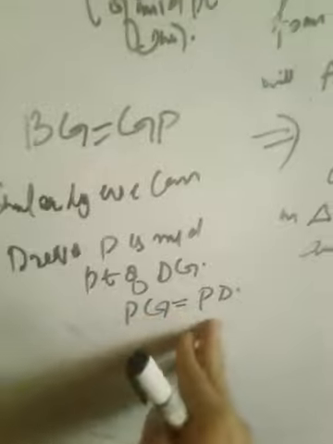So this was all about this question. Because PG is equal to PD, BG is equal to GP, it means all 3 sides are equal. It means the line segments CE and AF trisect the diagonal BD.